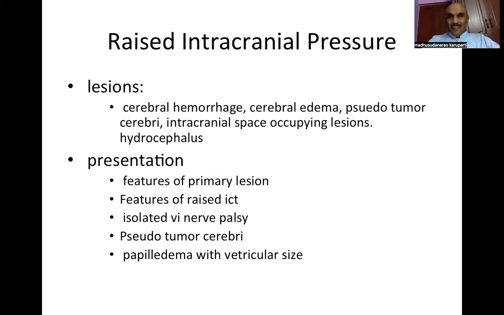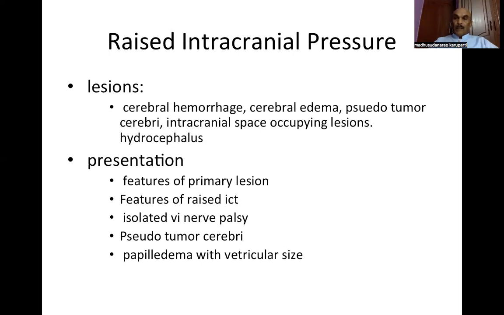Then coming to the raised intracranial pressure syndrome. The lesions are any lesion that is associated with raised intracranial pressure. It could be cerebral hemorrhage, cerebral edema, or pseudotumor cerebri. What is pseudotumor cerebri? It is a situation wherein there is papilledema with normal ventricular size, with other ocular signs. There could be intracranial space occupying lesions or any type of hydrocephalus can result in raised intracranial pressure.